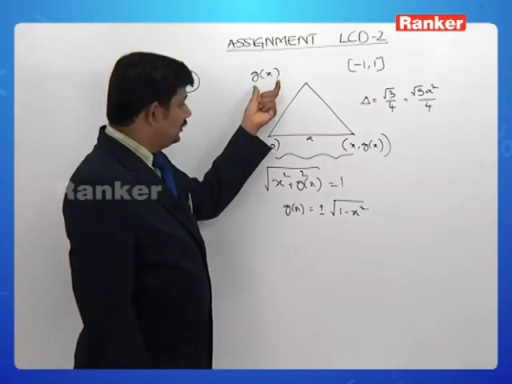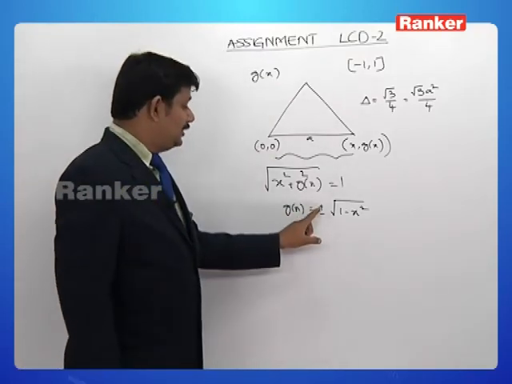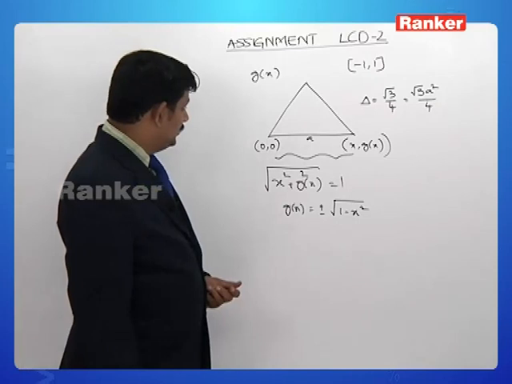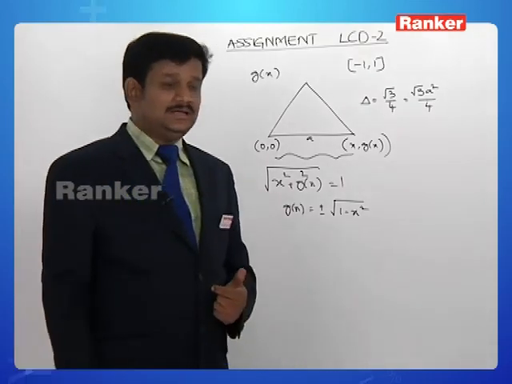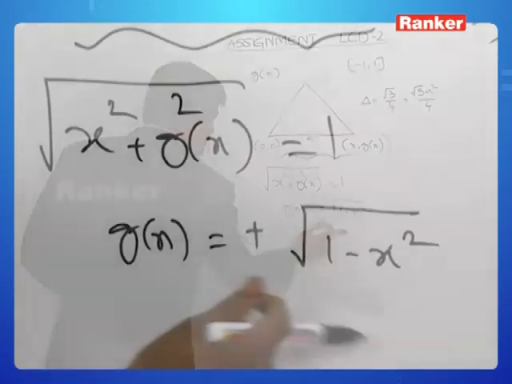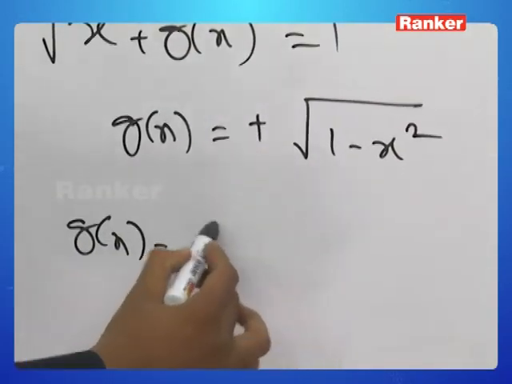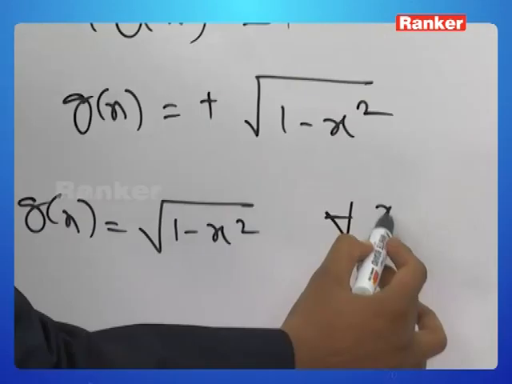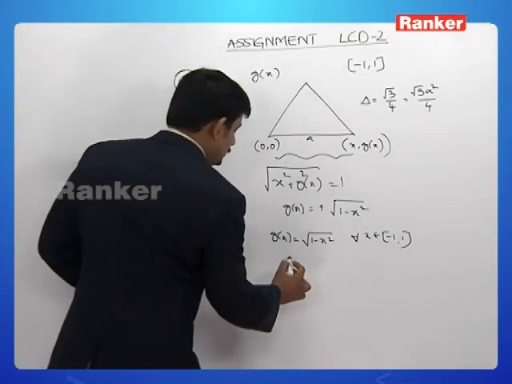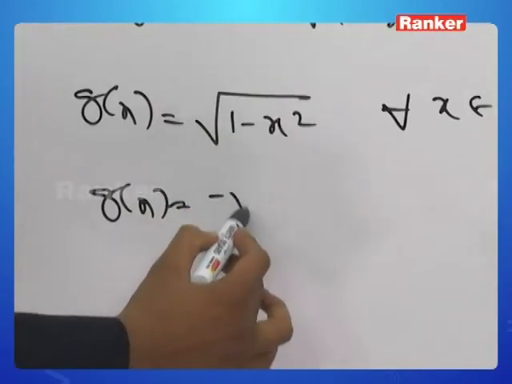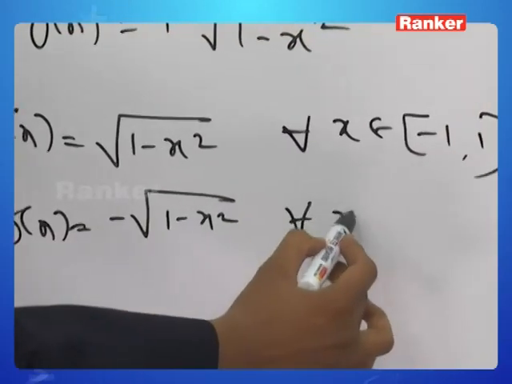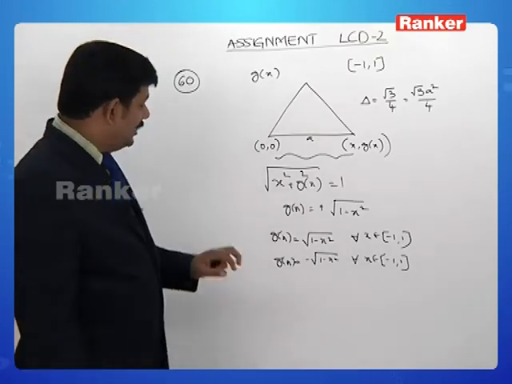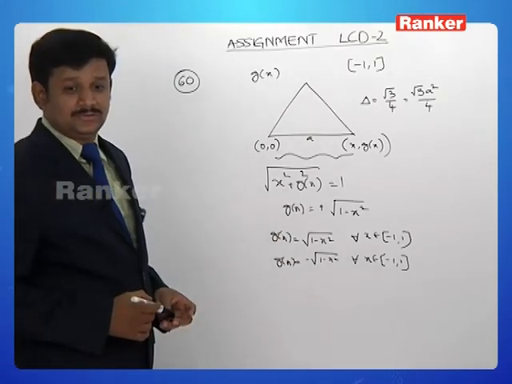And because g of x is a function, there cannot be ambiguity. Either it has to be plus or it has to be minus. Assuming that g of x is a continuous function, g of x has to be either root over 1 minus x square for all x belonging to minus 1 to 1, or minus root over 1 minus x square for all x belonging to minus 1 to 1. If g of x can be discontinuous, we have infinitely many possibilities of g of x.